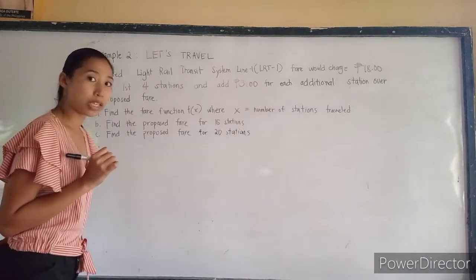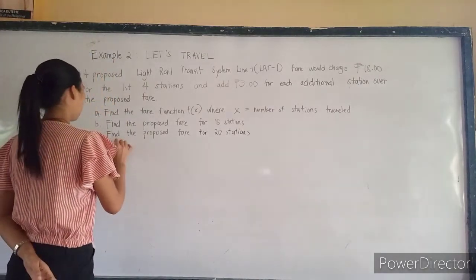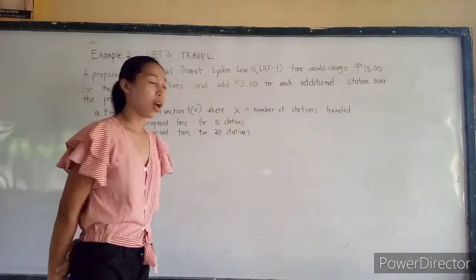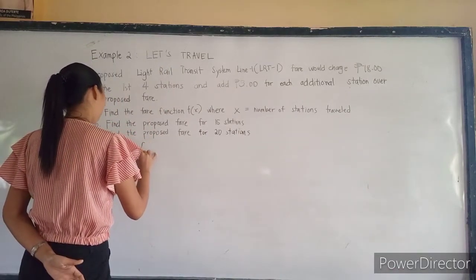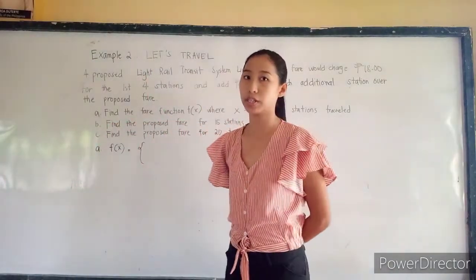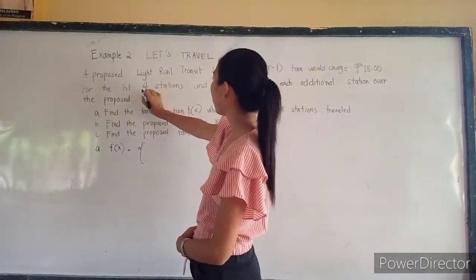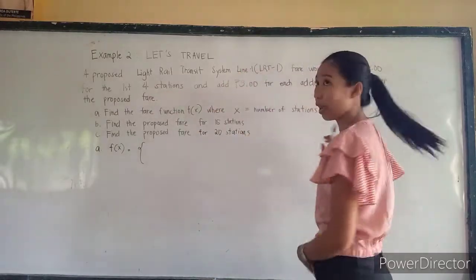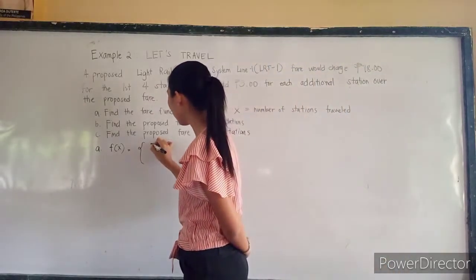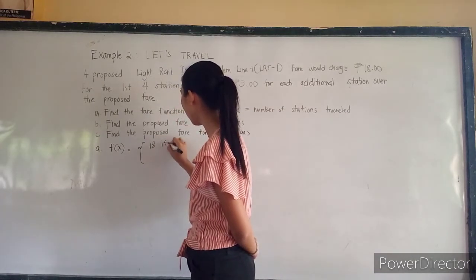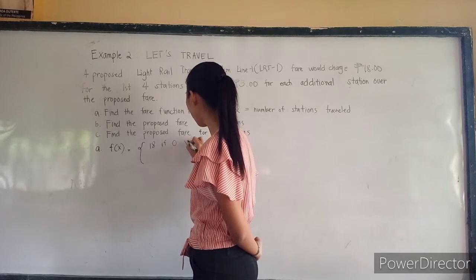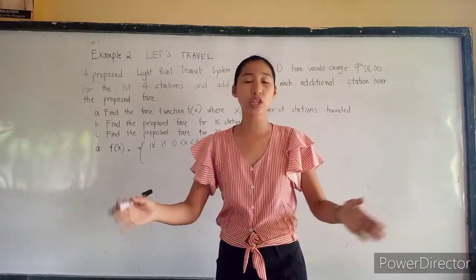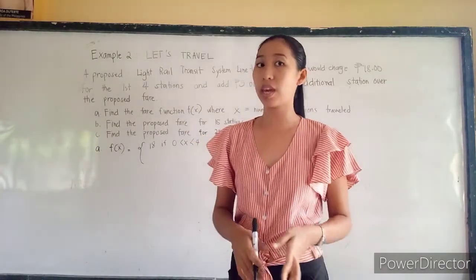We are going to make piecewise functions. So, f of x, where x is equal to the number of stations traveled. We are going to make 2 piecewise functions. The first one is for the first 4 stations. For the first 4 stations, you are going to pay 18 pesos. So, this is going to be 18 pesos if x is greater than 0 but less than or equal to 4. That means for the first 4 stations, you're going to pay 18 pesos.